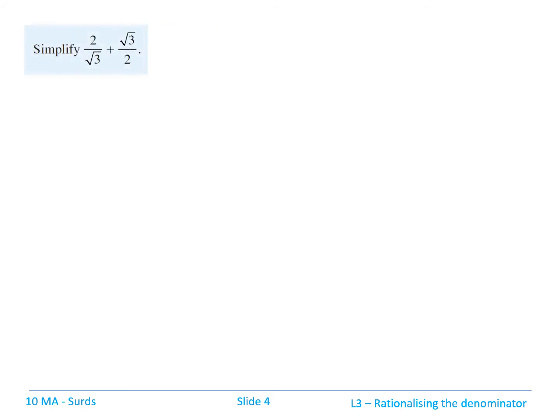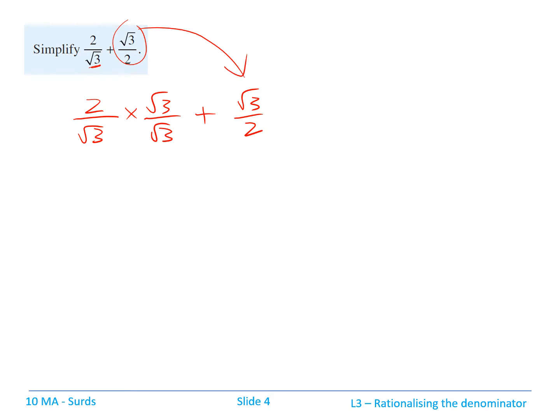Okay, so in this case here, our first term has a square root. This one doesn't. So what we're going to do is work with them separately. So I say 2 on root 3 times root 3 on root 3 plus root 3 on 2. We don't need to rationalize the denominator on this second bit, so we just leave it alone. Over here, I've got on top 2 root 3. On the bottom, I'm going to have root 3 times root 3, which is 3, plus root 3 on 2.